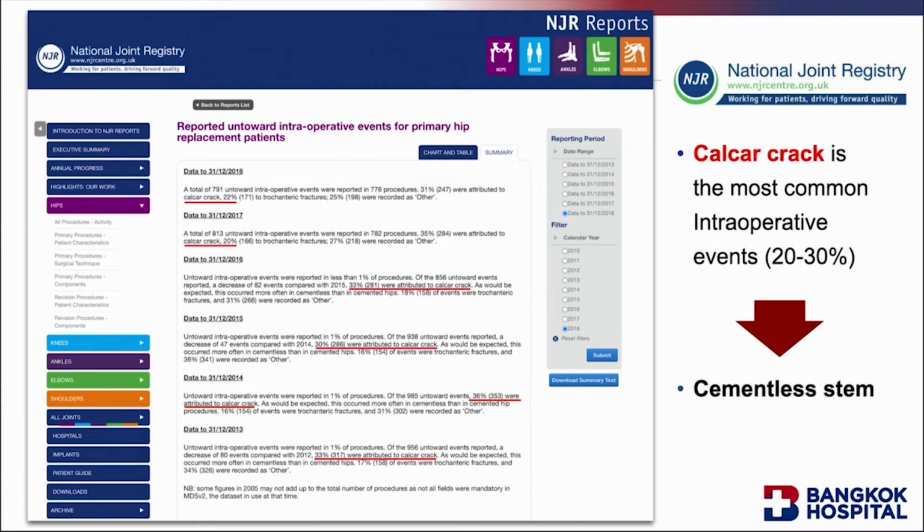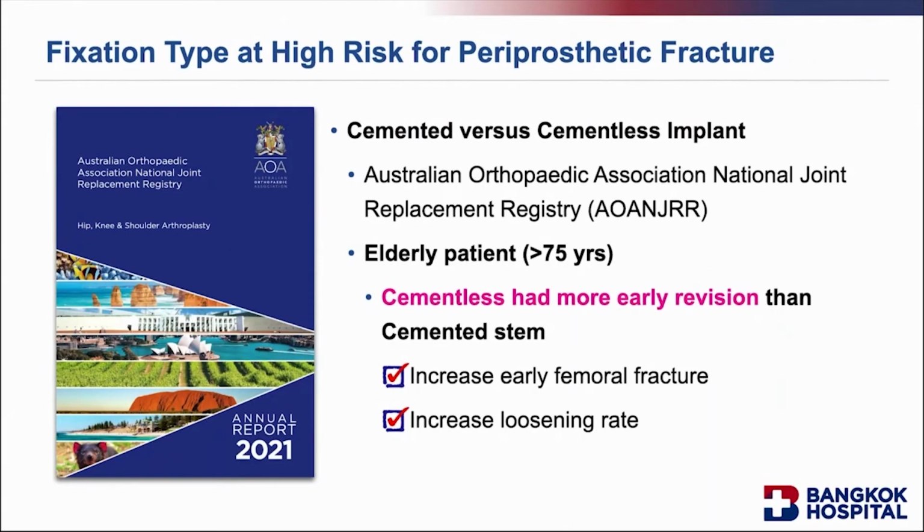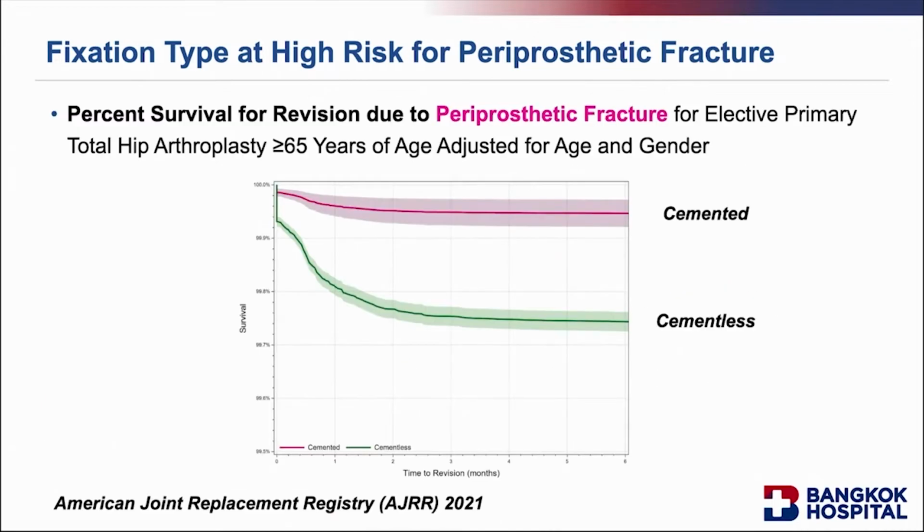But when we look at the data from the UK National Joint Registry, we found that the most common intraoperative complication is the calcar crack, which happens mostly with the cementless stem. In the Australian Joint Registry 2021, the cementless stem showed a higher early revision rate than the cemented stem, in terms of increased early femoral fractures and loosening rate. The American Joint Registry also confirmed the same finding, that the cemented stem has better survivorship regarding periprosthetic fracture when compared with the cementless stem.